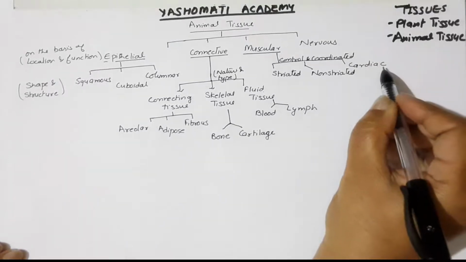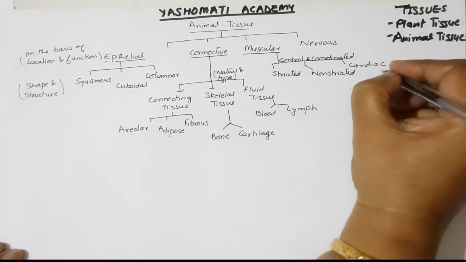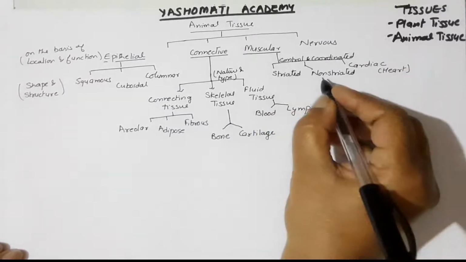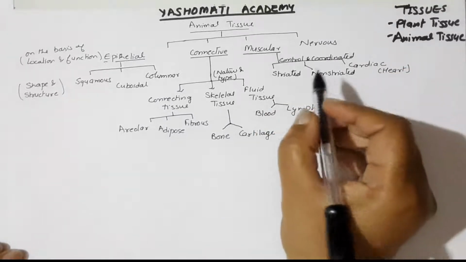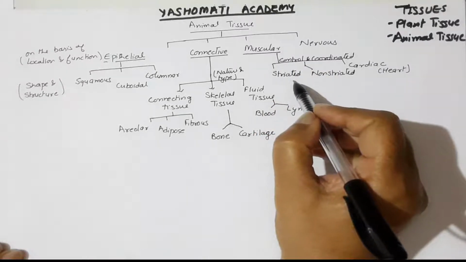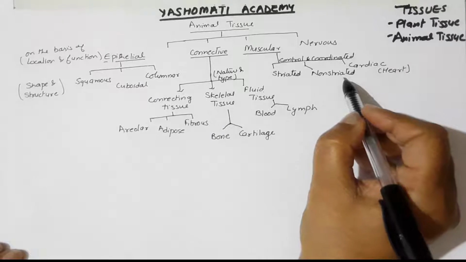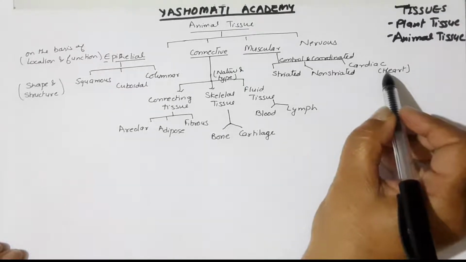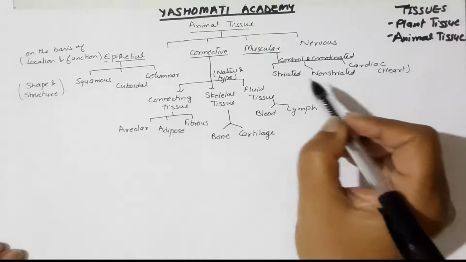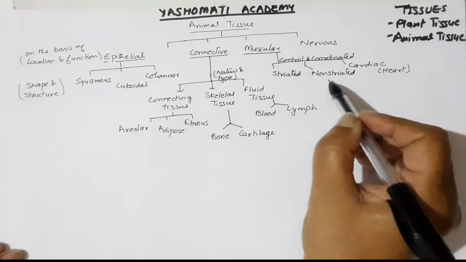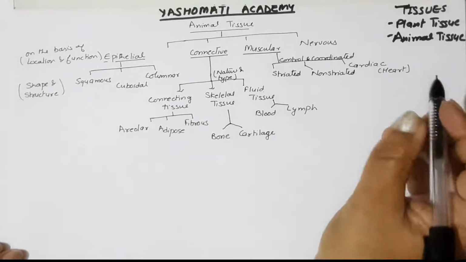Now we know the word cardiac is related to the heart. So it is very easy to remember that in muscular tissue there are three types: striated, which have light and dark bands; non-striated, which do not have light and dark bands; and cardiac, which are present in the heart. We will be studying where these muscles are present and what different functions they perform.